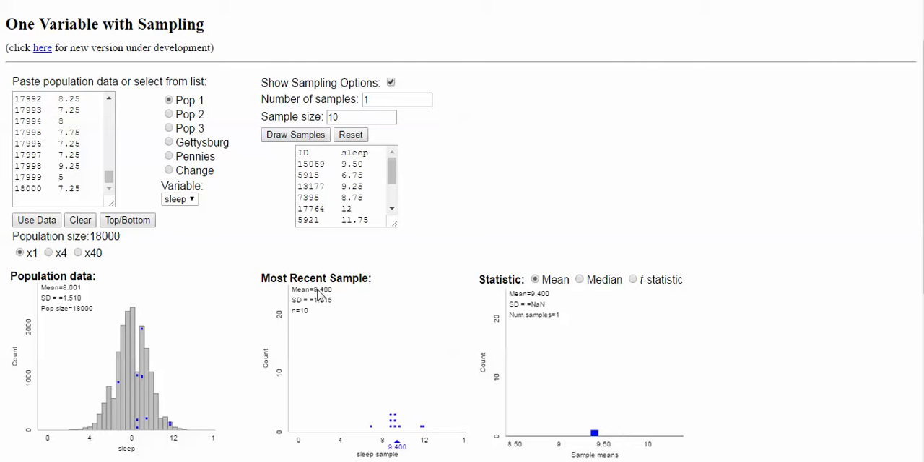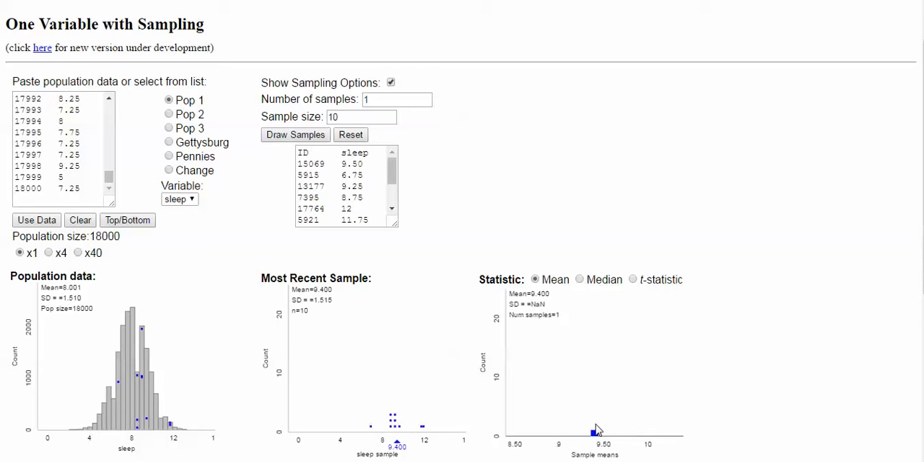Right here, we can see that the sample mean is 9.4. That means that if you added their 10 sleep times and divided the total by 10, you would get 9.4 as your answer. We can also see that the sample standard deviation is 1.515. That means that if you calculated the standard deviation of these 10 numbers, you would get 1.515 as your answer. This sample standard deviation is measuring the amount of dispersion between the 10 people in the sample. It's measuring how spread out these 10 dots are.